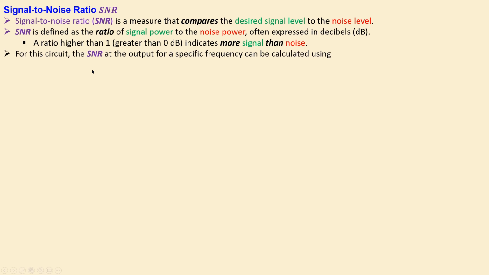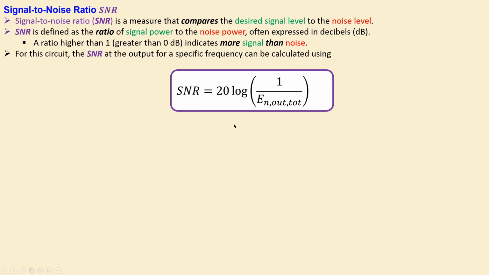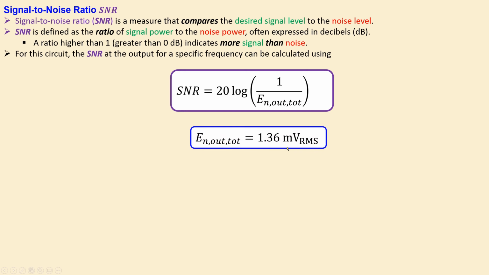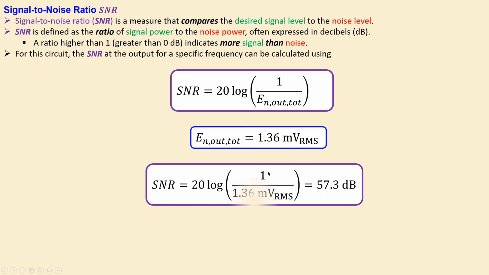Now for this circuit, the SNR at the output for a specific frequency, we will see that shortly. Why is that called a specific frequency? It can be calculated using this formula. So again, this is directly given in units of dBs or decibels. Now we had calculated 1.36 millivolts RMS. If I now just substitute the values, I will have 57.3 dBs. That's the result, and we will check this.